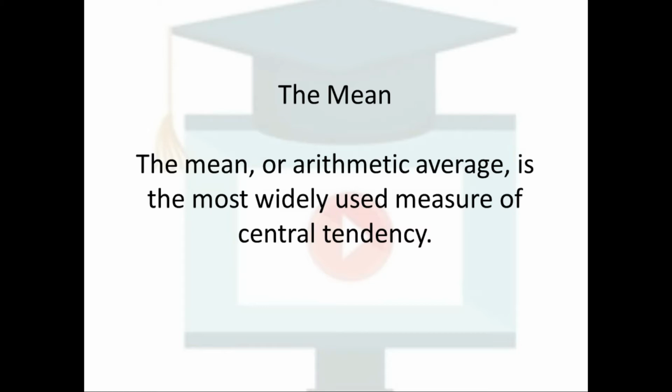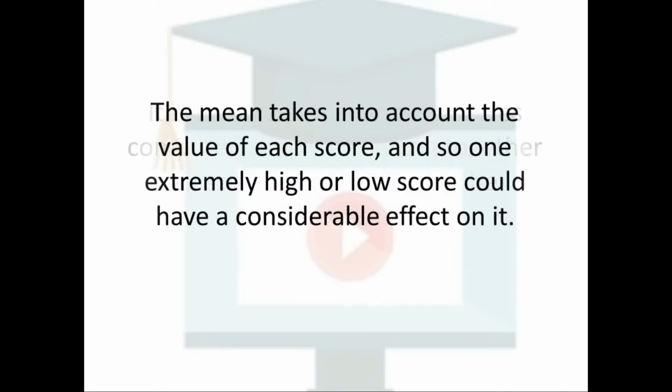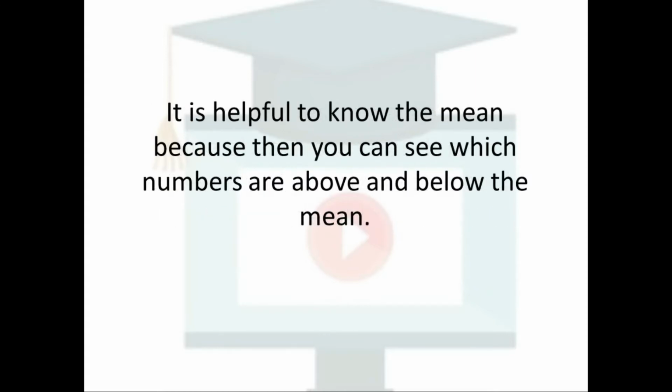The mean, or arithmetic average, is the most widely used measure of central tendency. It is the average of a set of scores computed simply by adding together all scores and dividing by the number of scores. The mean takes into account the value of each score, and so one extremely high or low score could have a considerable effect on it. It is helpful to know the mean, because then you can see which numbers are above and below the mean.